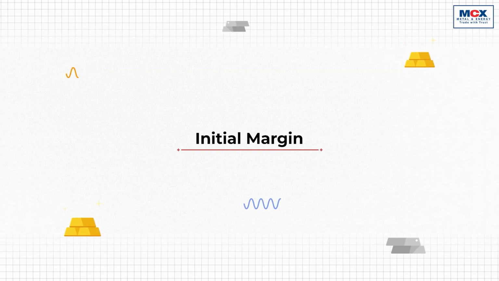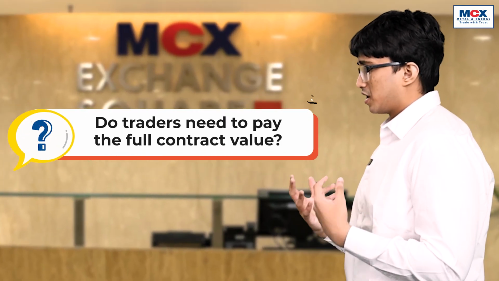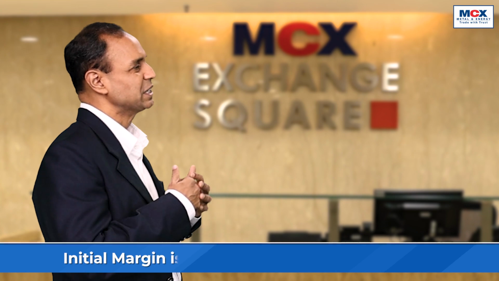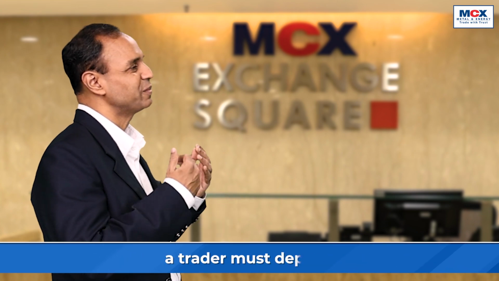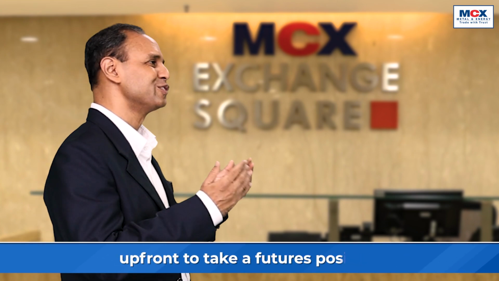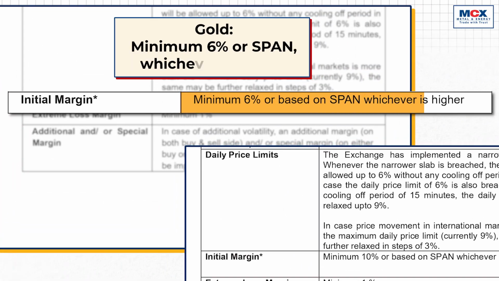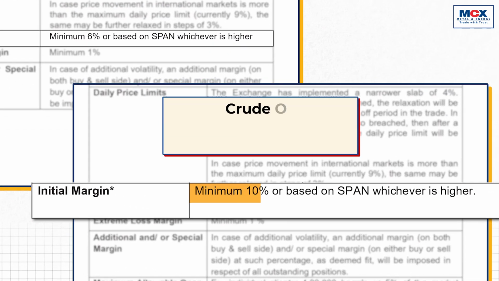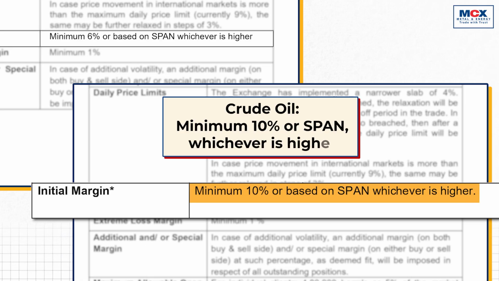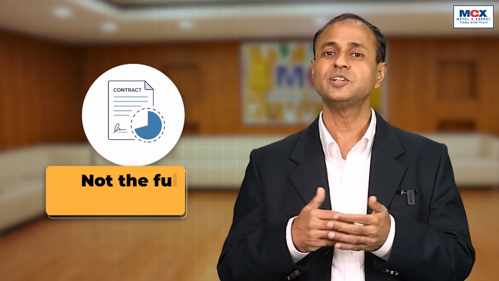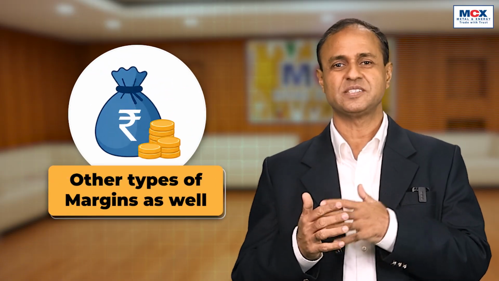Initial margin. Do traders need to pay the full contract value? No. Initial margin is the minimum amount of money a trader must deposit upfront to take a futures position. Gold, minimum 6% or SPAN, whichever is higher. Crude oil, minimum 10% or SPAN, whichever is higher. This is not the full contract value. It is a security deposit. There are other types of margins as well. We will talk about margins in more detail in later videos.